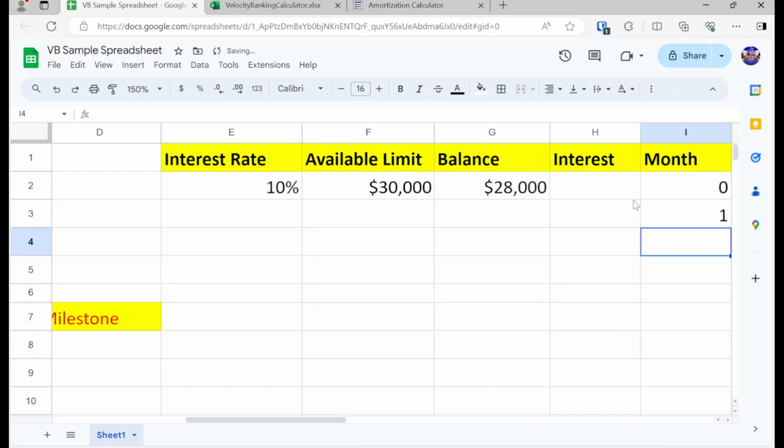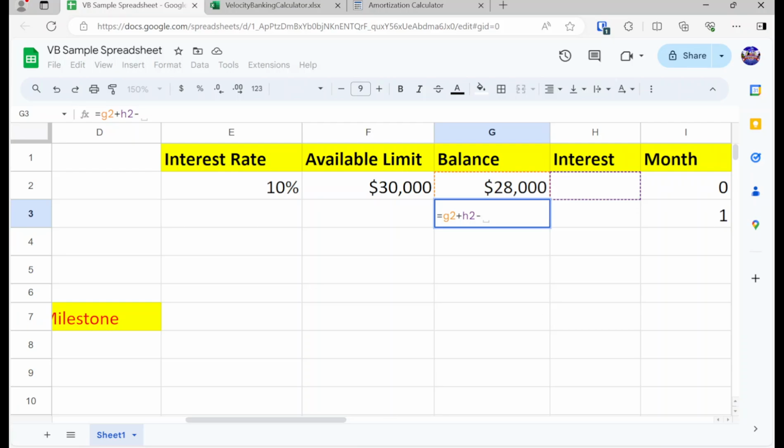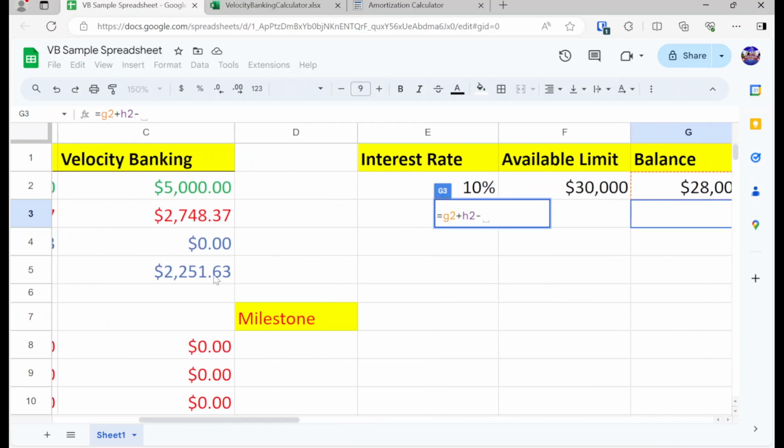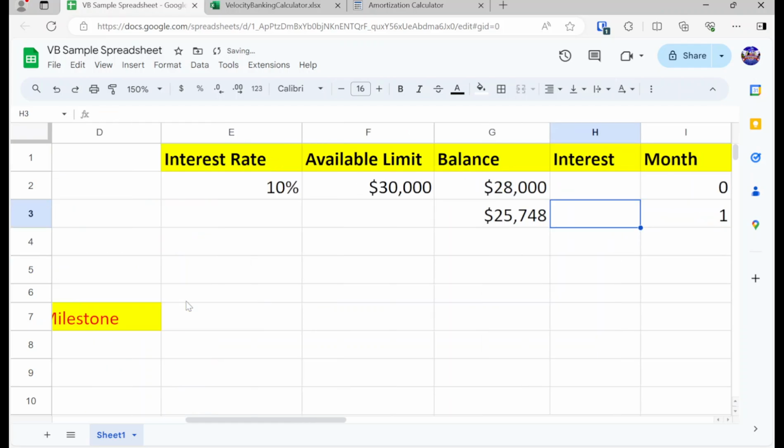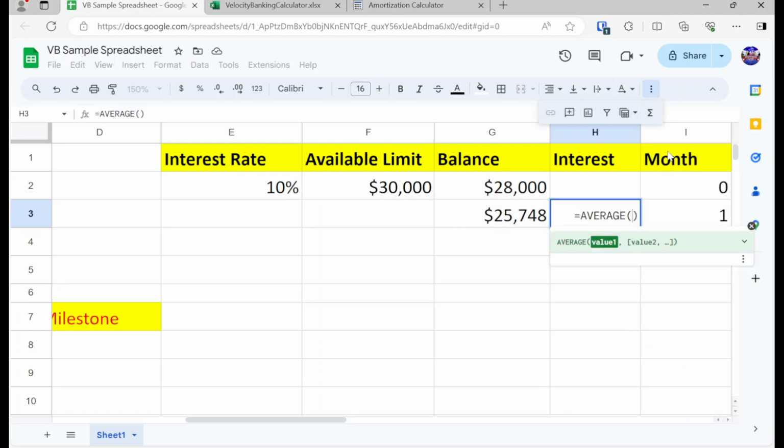All right, so now we're going to calculate the next month, and then the next month's balance, which is the previous month's balance plus the previous month's interest minus the cash flow. So the cash flow here is actually 2251.63, right? And then what we're going to do is calculate the average daily balance. I've got to look for the average function. I think it's right here. So you look for functions and then do average, right?